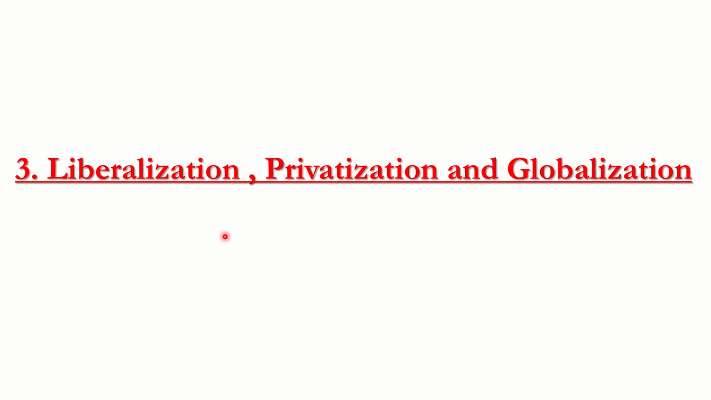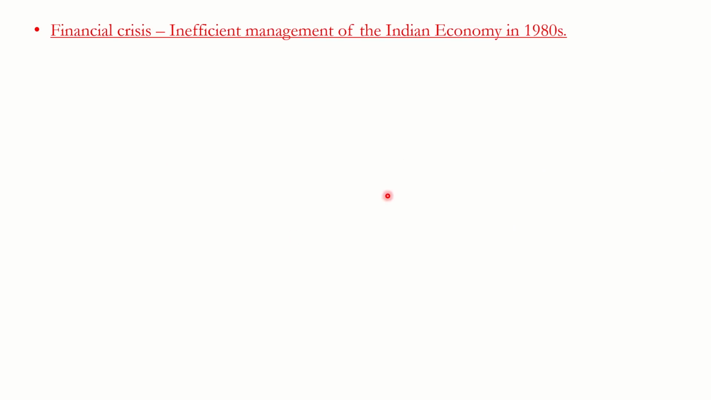Today we'll start with the third chapter of Indian economy, that is liberalization, privatization and globalization. Before starting the third chapter, we should know the background of this one, why the LPG has been introduced in India. So we'll go back to the 1980s, where there was a financial crisis. Now what do you mean by financial crisis? Financial crisis means when there is a mismanagement of Indian currency, or you can say the money.